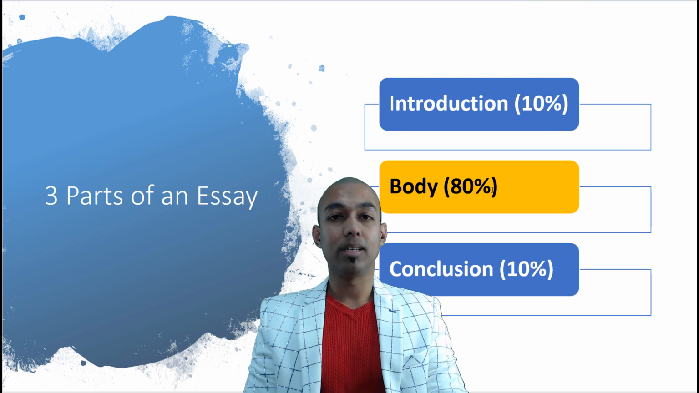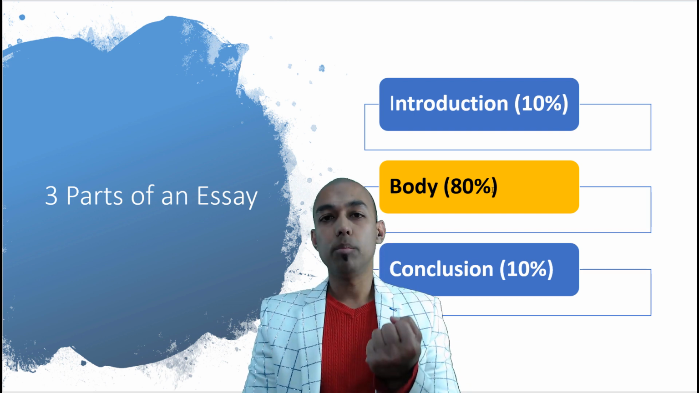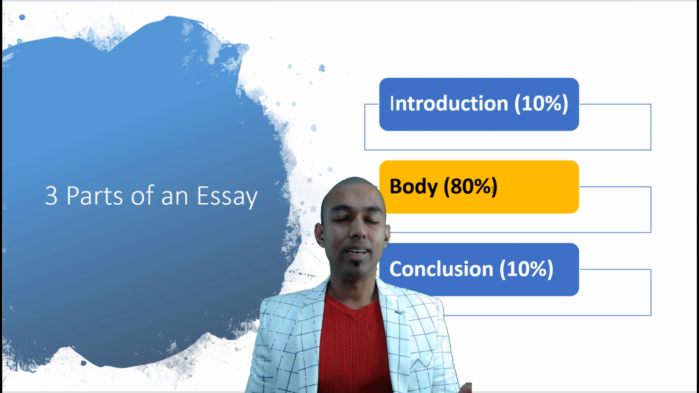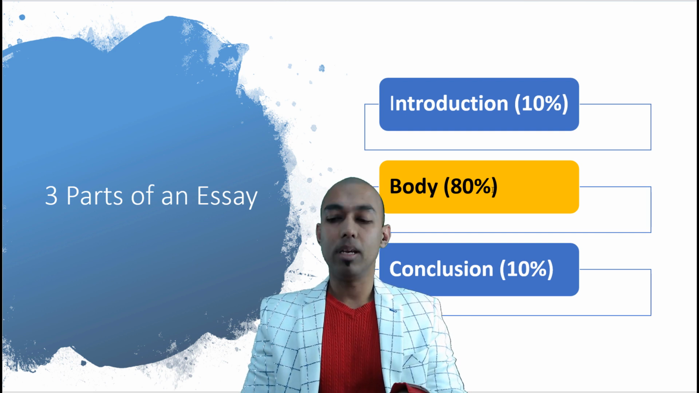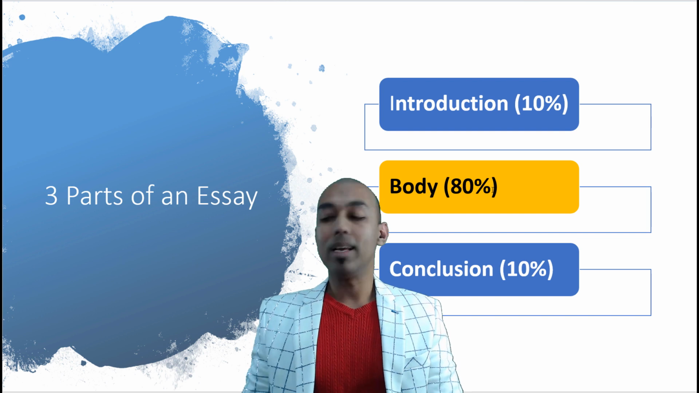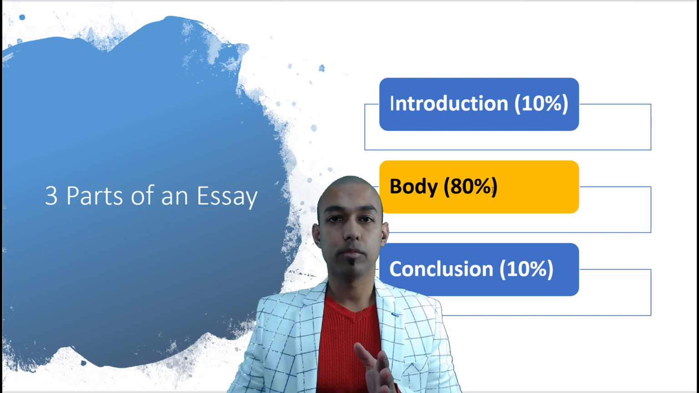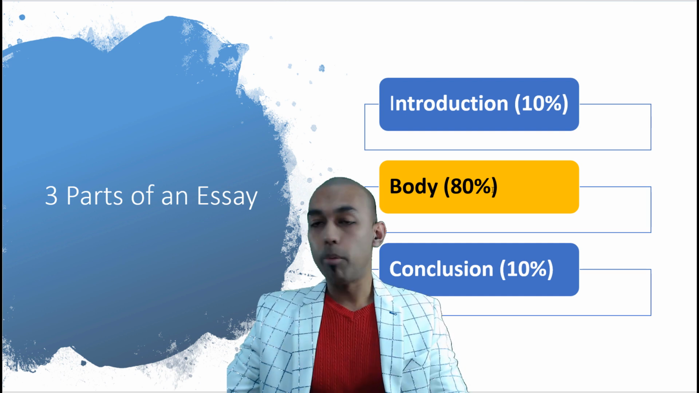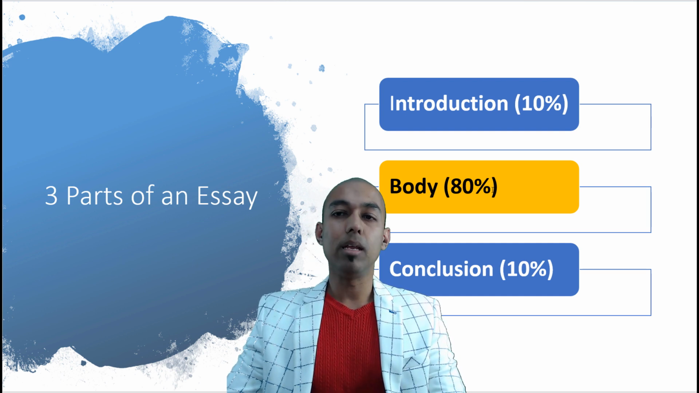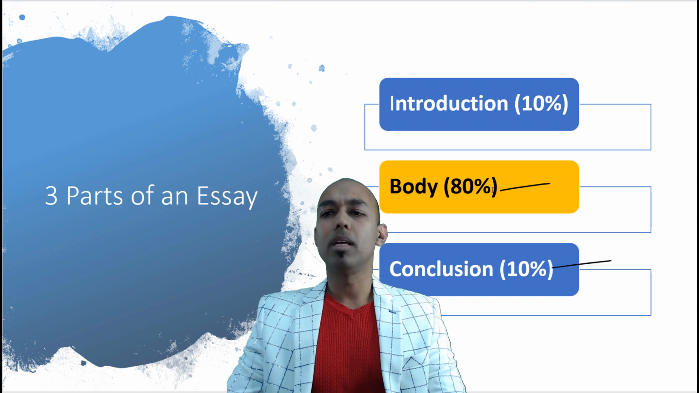Not only 80% in number of words, but in terms of convincing, it also takes the cake. The body happens to be the most important part of your essay in terms of convincing, right? You need to convince your audience here. This is where you do it, in your body section, right? 80% is your body and 10% is your conclusion.